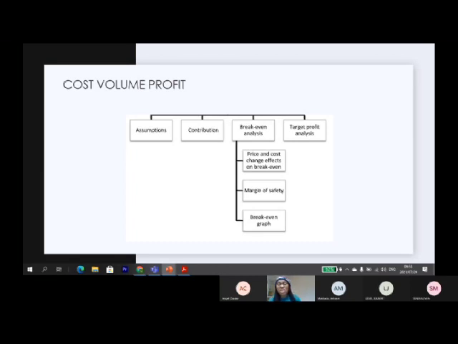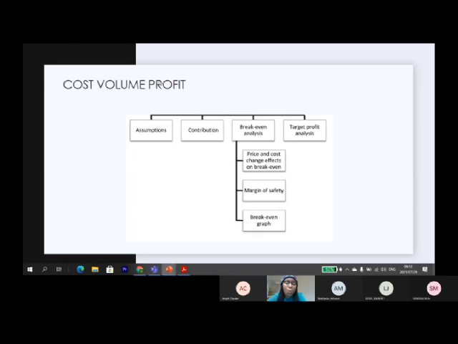So I'm going to focus on the last unit within the chapter that we're focusing on, which is the nature of cost, allocation and behavior.